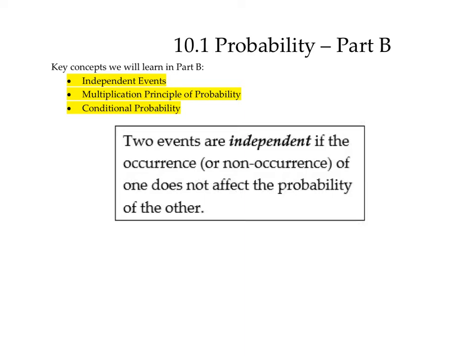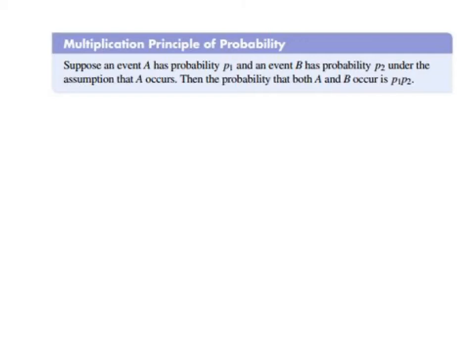If I know the probability of two events, I can calculate the probability that both will occur using the multiplication principle of probability. This is whether the two events are dependent or independent. The multiplication principle of probability says that if event A has probability P1 and event B has probability P2, under the assumption that A occurs, then the probability that both A and B occur is P1 times P2.